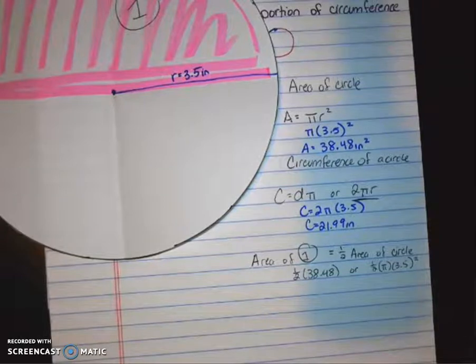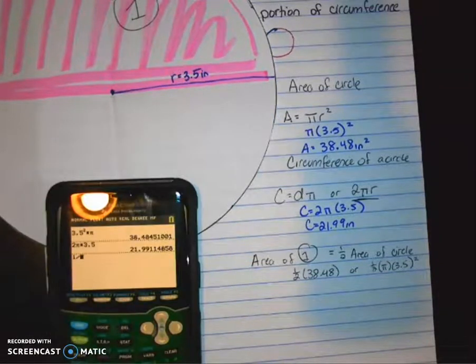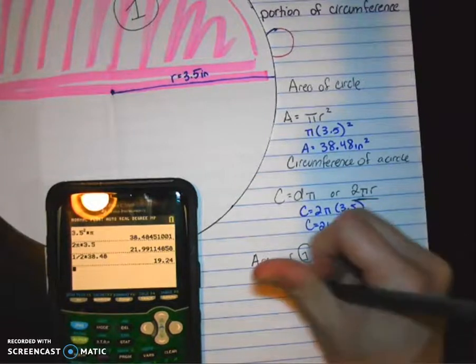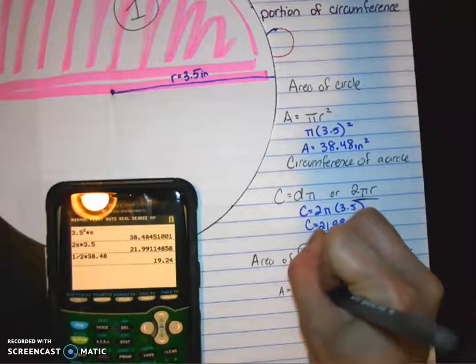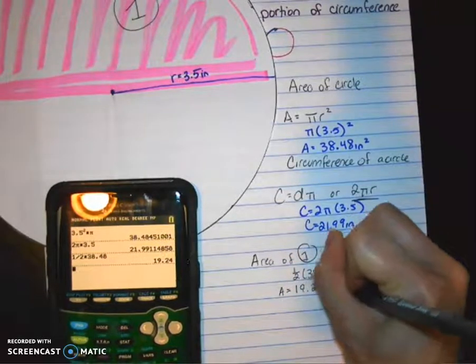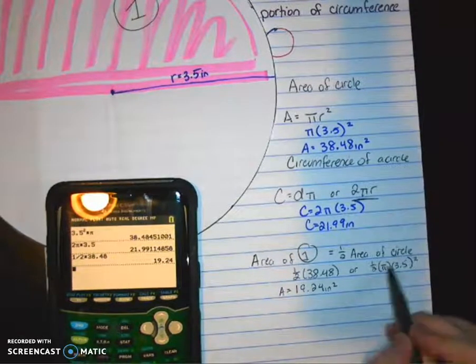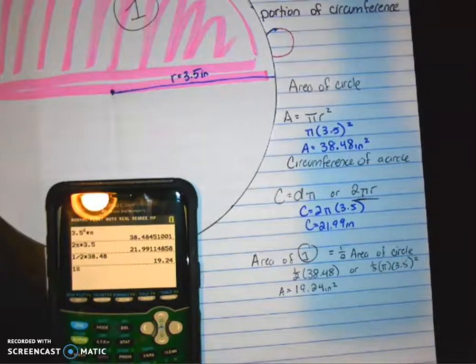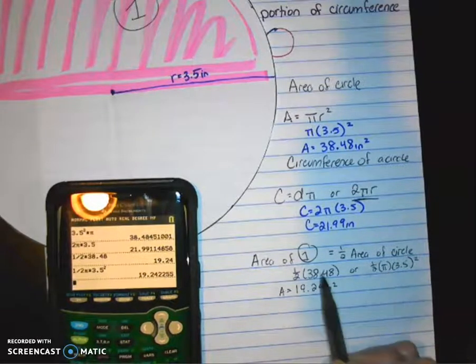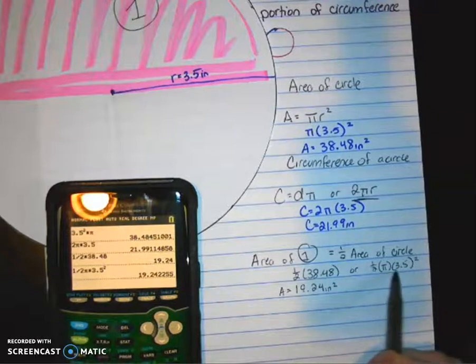And if I take my calculator and do that, I'm going to do 1/2 times 38.48. We're going to get that that area is 19.24 square inches. And I could also do it from this formula. If I do the same thing, 1/2 times pi times 3.5 squared, I'm also going to get 19.24 because 38.48 is pi r squared.